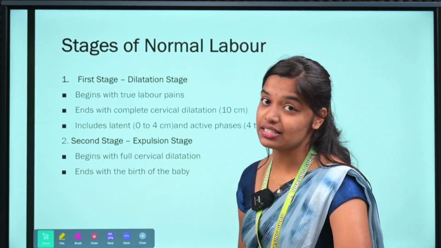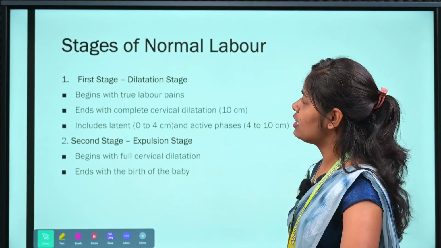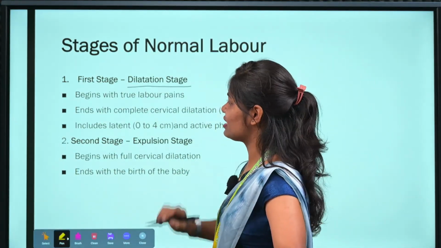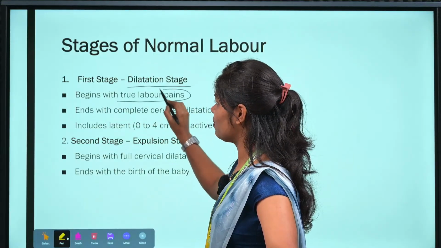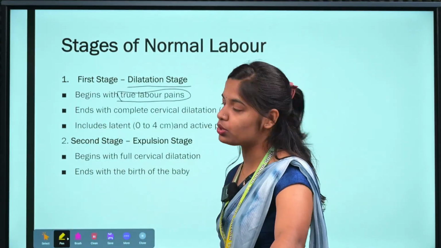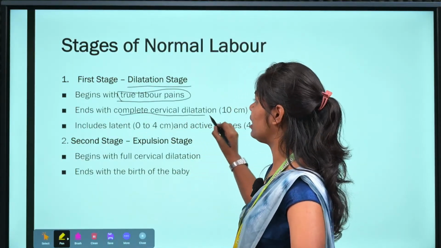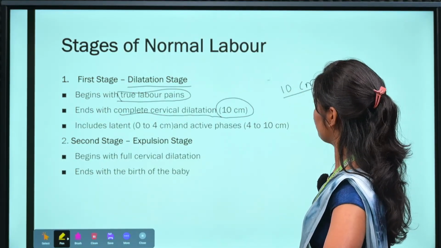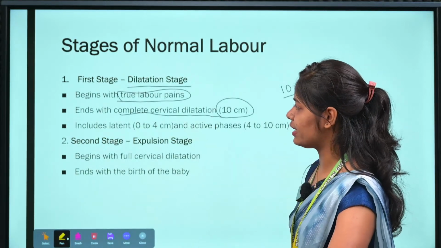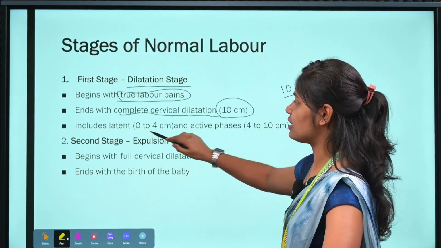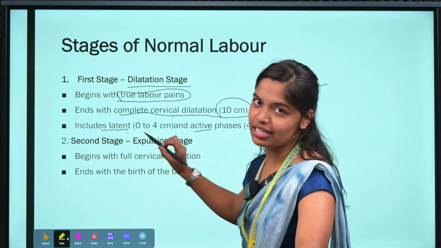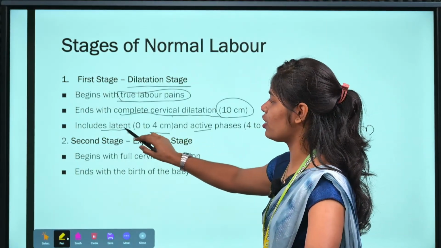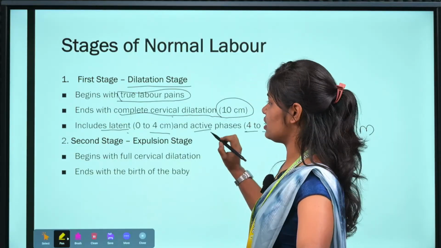Next, what are the stages of normal labor? First stage, second stage, third stage and the fourth stage. The first stage we call the dilatation stage. It begins with the true labor pain and ends with the completion of 10 centimeter cervical dilatation. In cervical dilatation, two phases are there, latent phase and active phase. Latent phase is 0 to 4 centimeter dilatation of the cervix. And 4 to 10 centimeter we call the active phase.